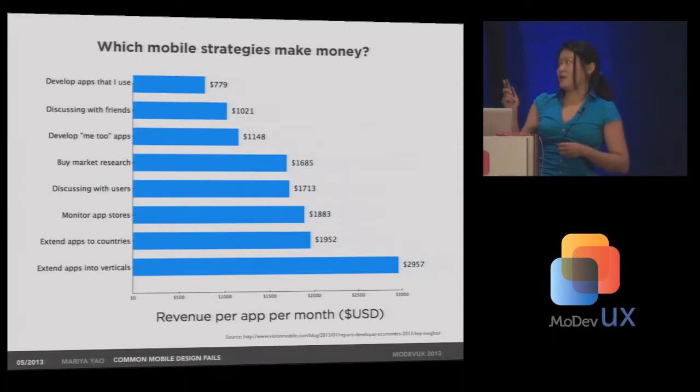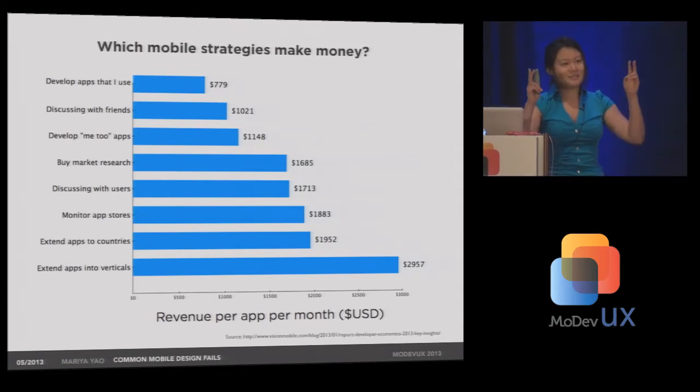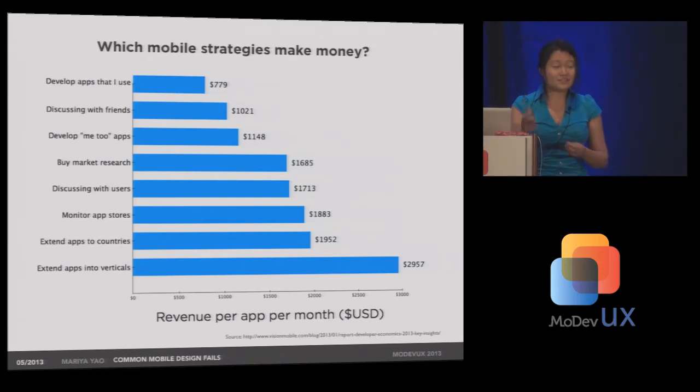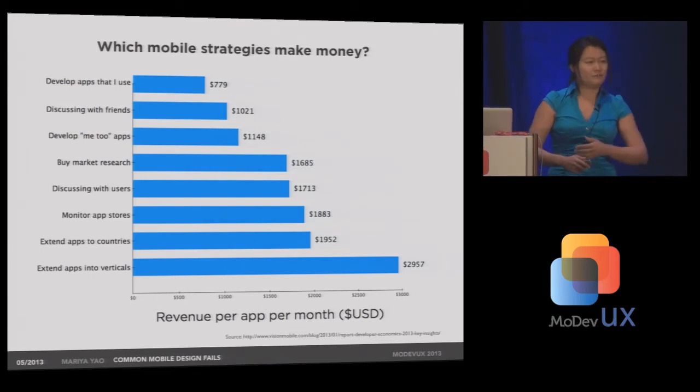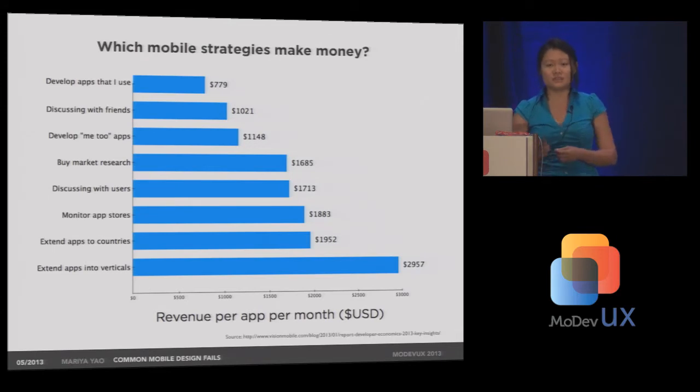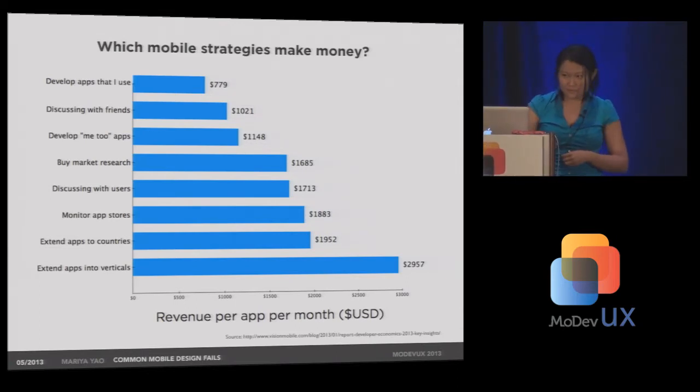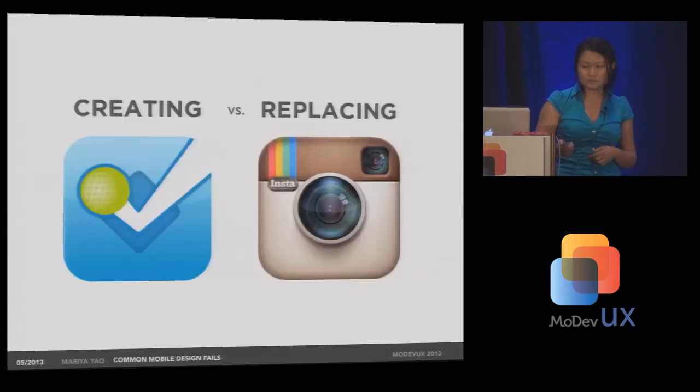And so you'll see the very top bar is develop apps that I use. And it just so happens to be the most popular strategy. 50% of developers use that strategy either as their primary strategy or as one of their many strategies. And it turns out that it is the worst performing strategy from an average revenue per app per month. Instead, other strategies such as doing market research or taking successful business models in one country or one vertical and porting them to another tend to perform better.